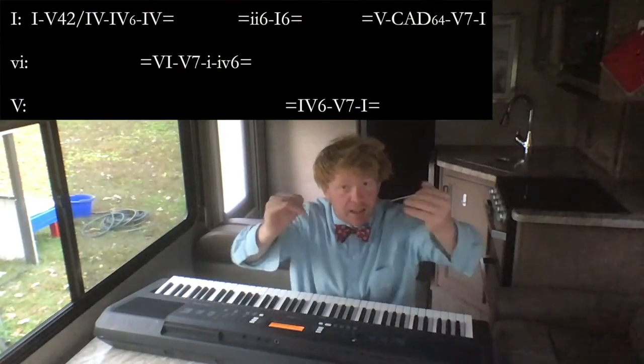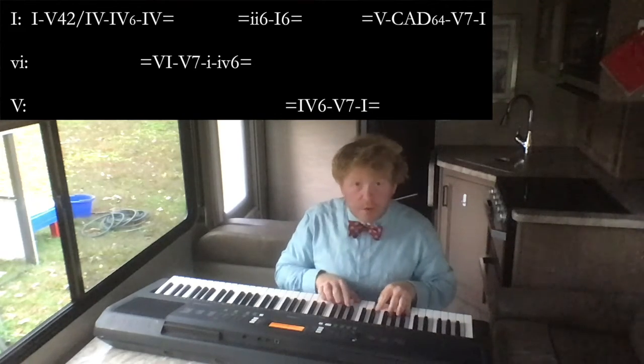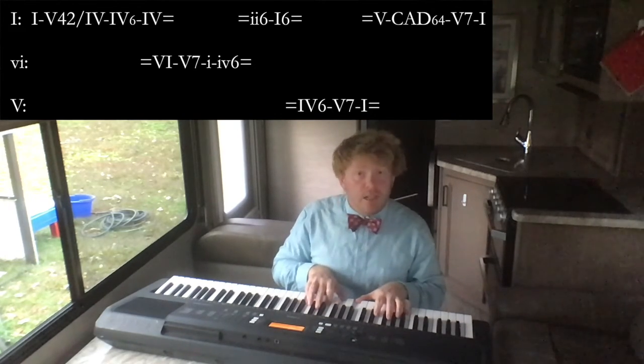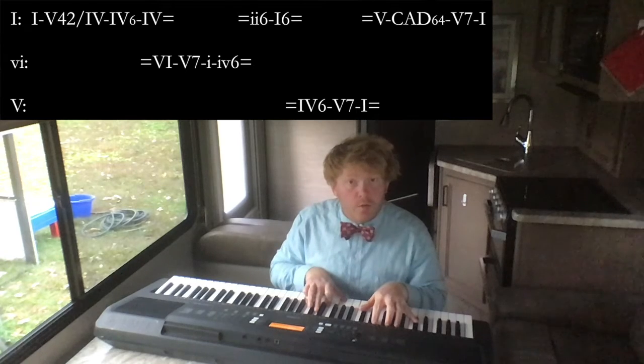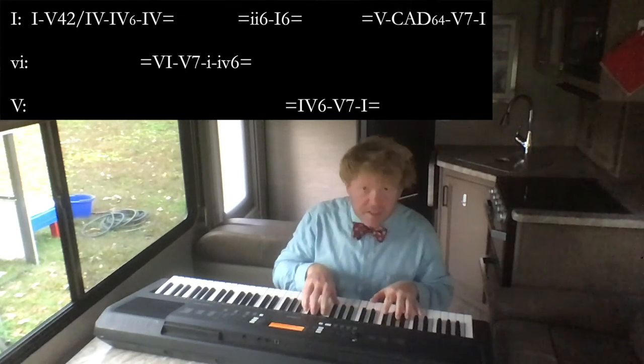Right, so in this next one, we're going from the key of 1 to the key of 6, back to the key of 1, then to the key of 5, then back to the key of 1. So we start with a tonic triad. We have a 5-4-2 of 4, which then goes to 4-6.